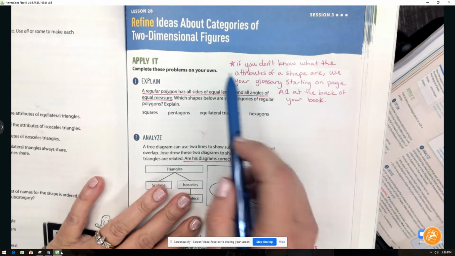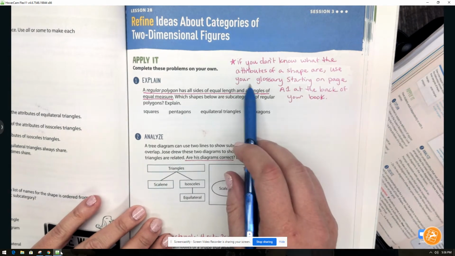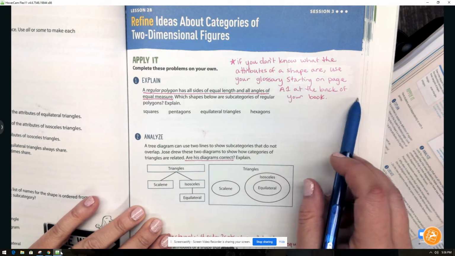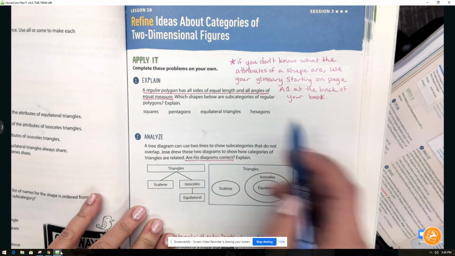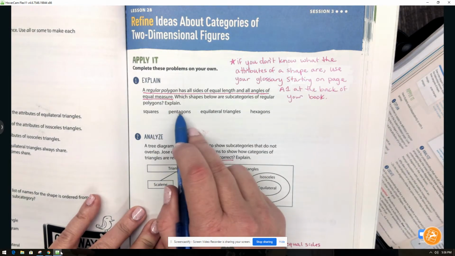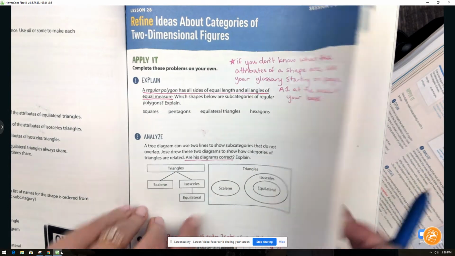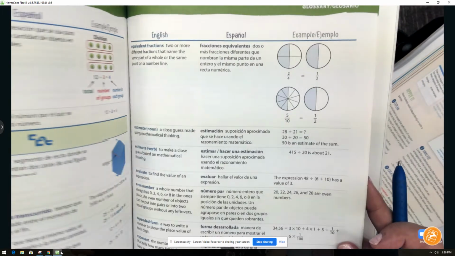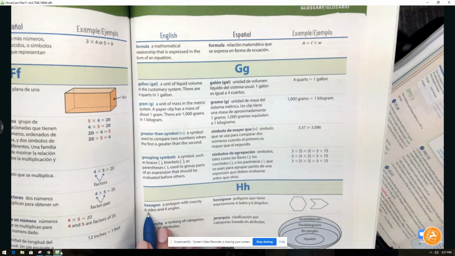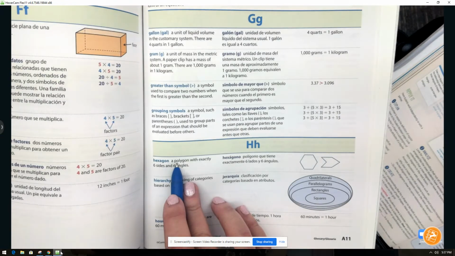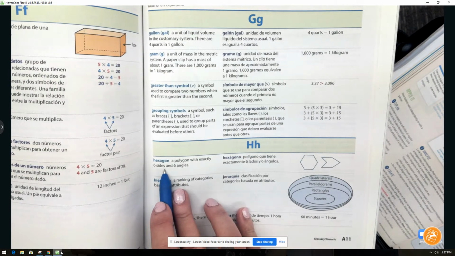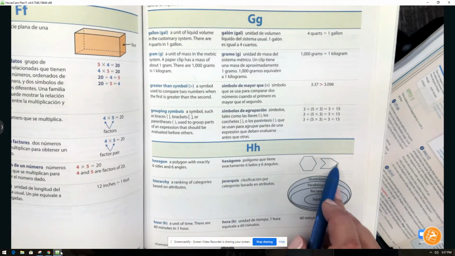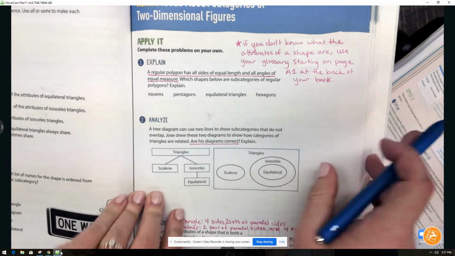I also wanted to point out that if you don't know what the attributes of a shape are, you can use your glossary starting on page A1 at the back of your book, and you can look up the different words. If you don't know what the attributes of a pentagon or a hexagon are, you can go to the back of your book and look up the word. So if I wanted to look up a hexagon, for example, I would go to the H section. I would find the word hexagon. I would read the definition. It's a polygon with exactly 6 sides and 6 angles. And then I would see an example of what a hexagon looks like. And so if there's ever any words you don't know, go ahead and utilize those tools you have in the back in your glossary.